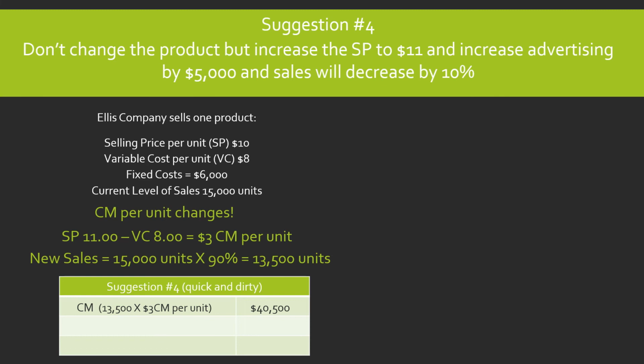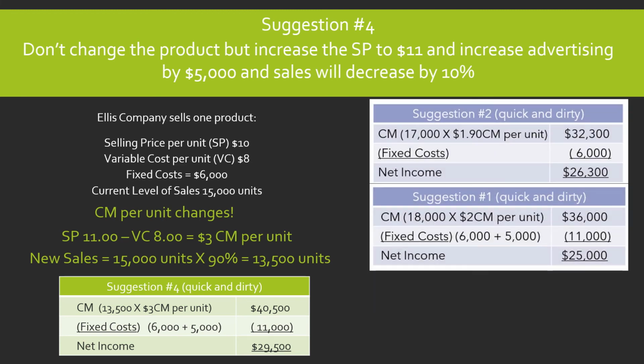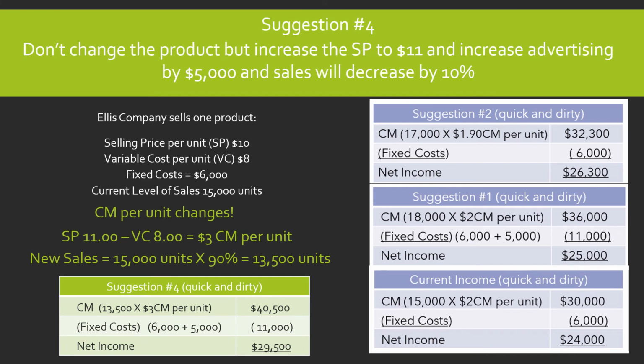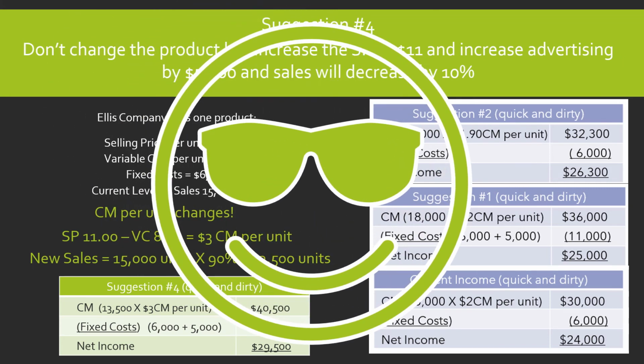The fixed cost will go up by the amount of advertising, and now my fixed cost will be $11,000, giving us a projected net income of $29,500. And when I compare this to suggestion 2 and suggestion 1 and my current income, well, suggestion 4 by far is the winner. Right? So we are here to provide information to management to help them make good decisions.